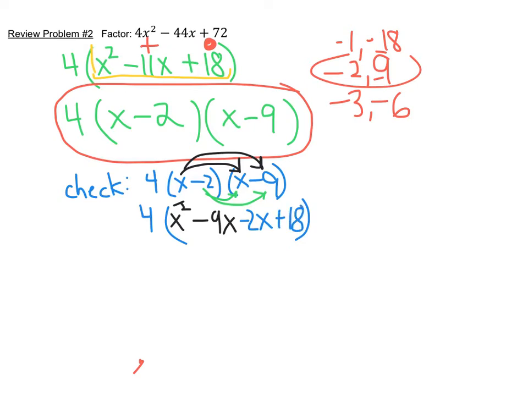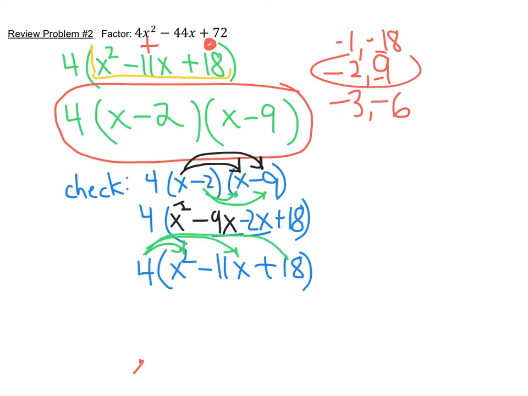We'll add like terms. So we're left with a 4 times the quantity x squared minus 11x plus 18. Finally, we're going to distribute by the 4. And again, feel free to use your calculator if you have problems with your arithmetic. I get 4x squared minus 44x, and 4 times 18 is indeed 72, and that's what we started with, so we are good to go.